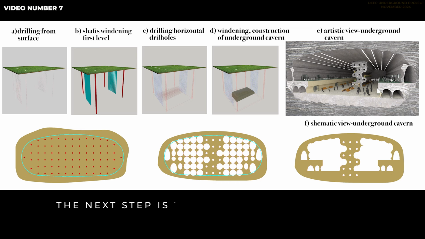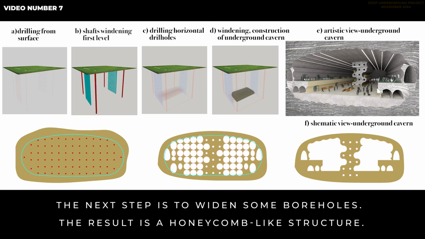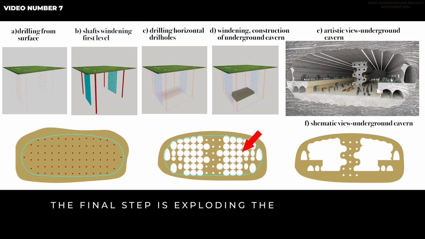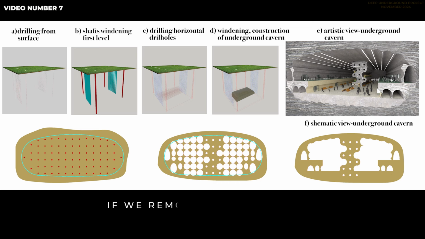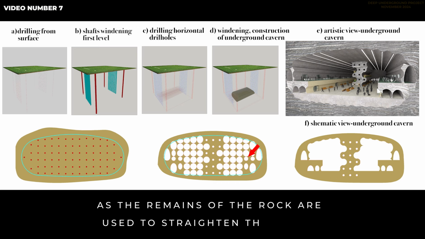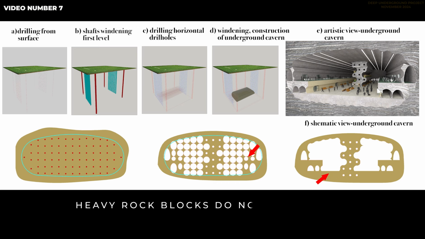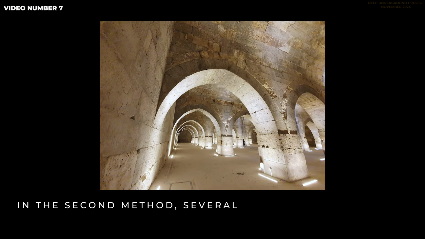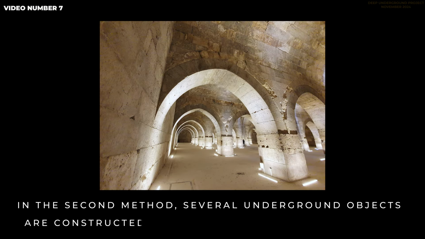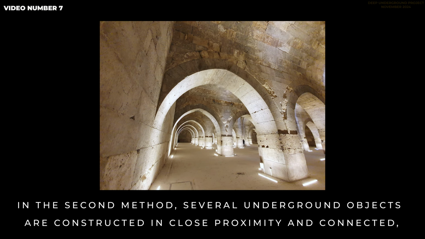The next step is to widen some boreholes. The result is a honeycomb-like structure. The final step is exploding the remains and the construction of the final shape of the cavern. If we remove the remains of the overlay section, the result is a well-elliptic-shaped underground structure. As the remains of the rock are used to straighten the floor, heavy rock blocks do not have to be transported to the surface.